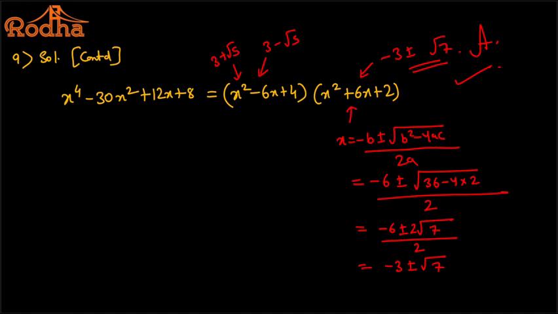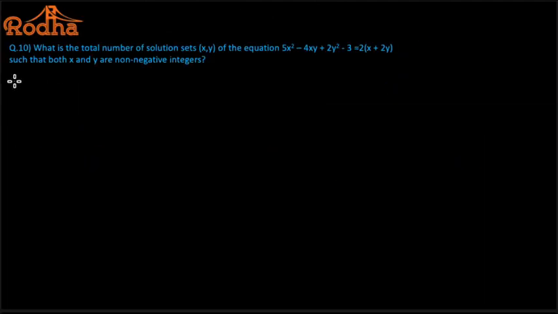Now we can move to the last question of this video, the 10th question. So look at this 10th question, all of you. This question says: what is the total number of solution sets (x, y) of the equation 5x square minus 4xy plus 2y square minus 3 equal to twice of x plus 2y, such that both x and y are non-negative integers? We have done this kind of question earlier.